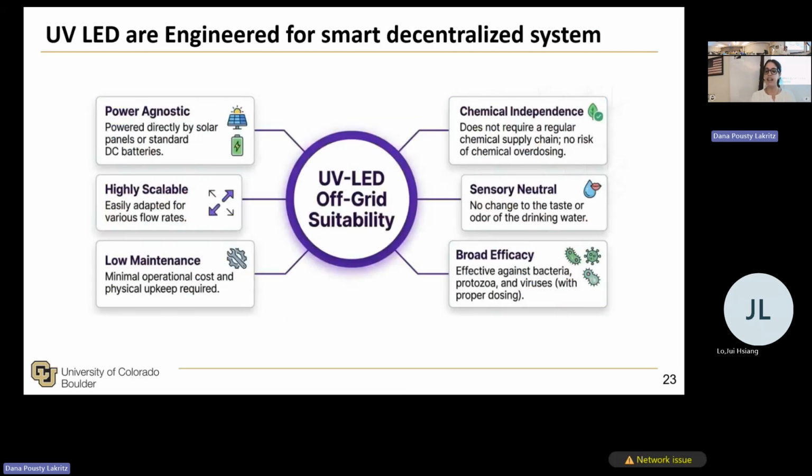So we found that LEDs can be a great solution for that. They are scalable, low maintenance, have a long lifetime, and are very efficient for different kinds of biological contamination. And they are chemical independent, which means that with chlorine you need to store the chlorine and know the dosing. Here, you don't need to do that.